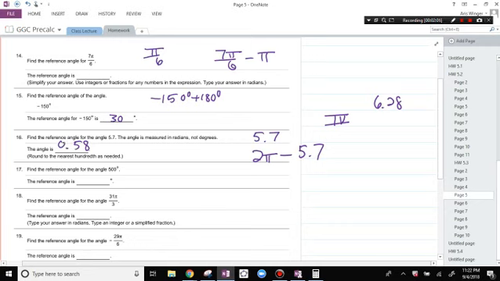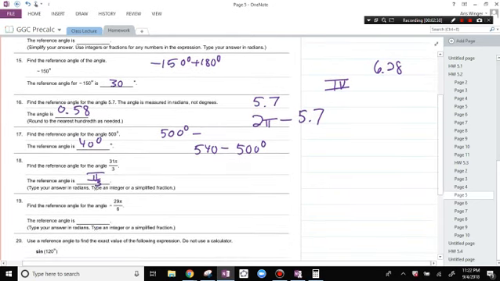Reference angle for 500 degrees. Keep subtracting multiples of pi until you get to the first quadrant. So that would be 500 degrees minus 180. We can do, so it's 540. So 540 minus 500 degrees is 40 degrees. 31 pi over 3 should just be pi over 3, subtracting 10 pi. Minus 29 pi over 6 is just going to be pi over 6.